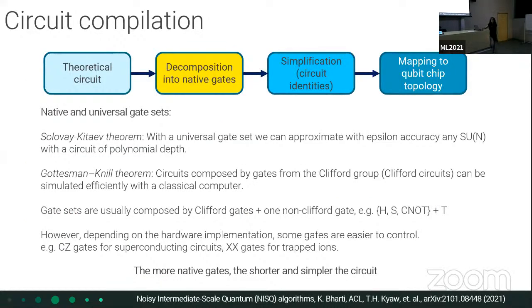And finally, in this part, circuit compilation. So I have no time to go through all the details, but in the end, we have good and bad news.